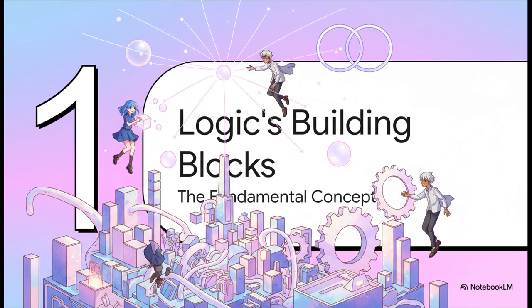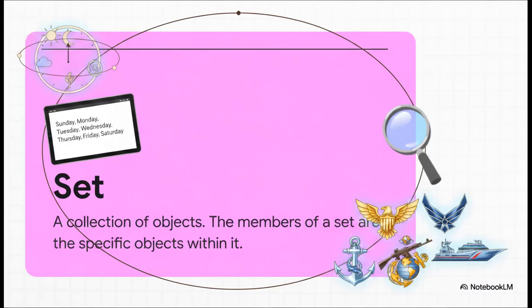Okay, let's start at the very beginning. Before we can get into the complicated stuff, we need to understand the one simple idea that everything else rests on. And that idea is the set. It's really just a formal word for a group of things. Like the set of planets in our solar system, and its members are Mercury, Venus, Earth, and so on. Simple, right? This is our fundamental unit of thought.